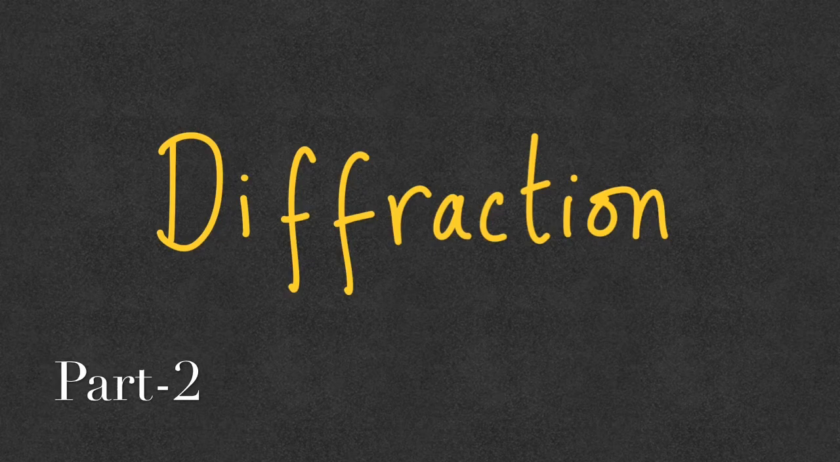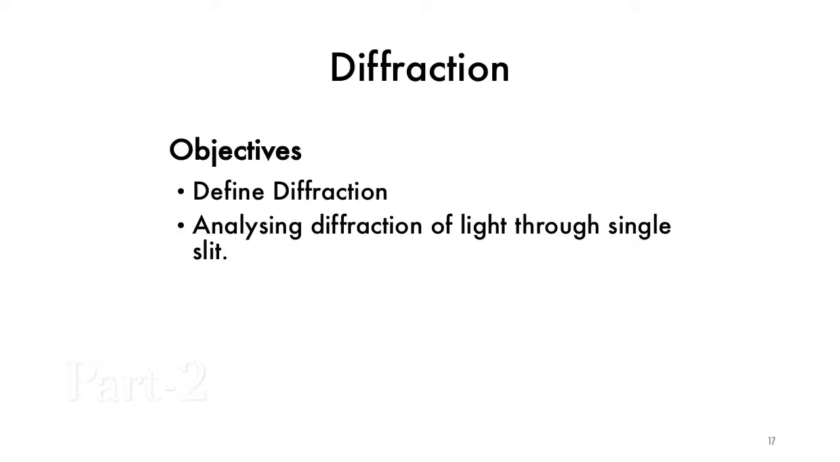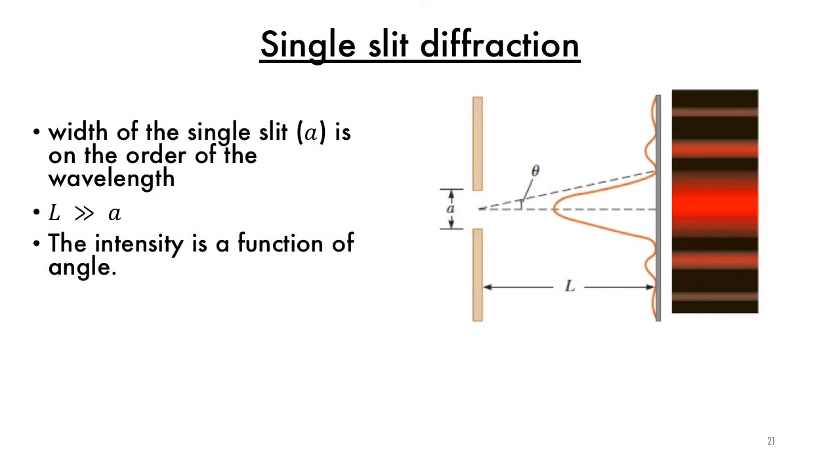Diffraction Part 2. We will look at the second objective. Let's try to analyze a single slit diffraction. We have got a diagram here for the single slit diffraction. We can see that there is a single slit of width a, and when light passes through this single slit, we get a pattern on the screen which looks like this.